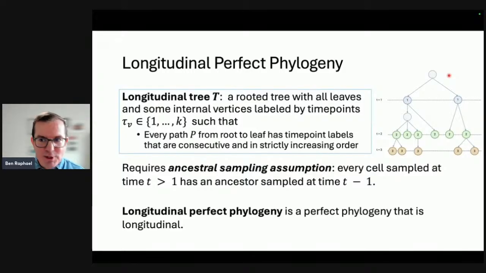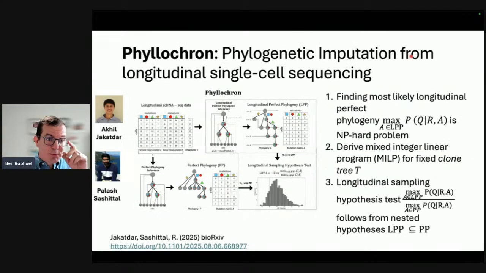And how hard is it to do it? What's the algorithm to do that? That's what's described in the PhyloCRON paper here. So again, we're going to do this with this read count data, and we're going to find the most likely perfect phylogeny matrix that has this longitudinal constraint on its time points, that maximizes the probability of the data. Turns out that's an NP-hard problem. Not surprising, since all the other imputation problems were NP-hard. And so what we did in the preprint is we derived a way to do this exactly. It's a mixed integer linear program, and it's done for a fixed clone tree.